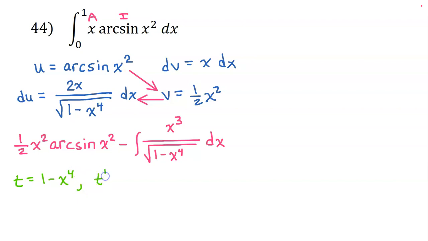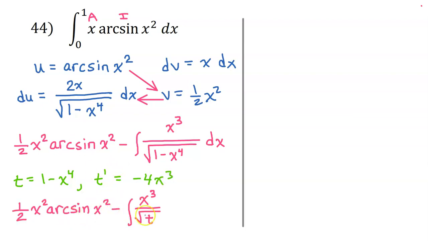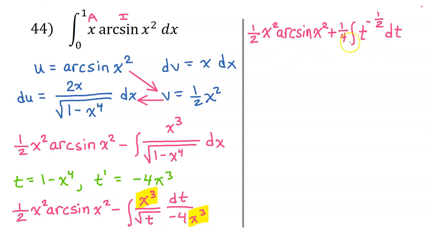That means that t prime is going to equal -4 x to the 3rd power. Doing the substitution gives us this, but instead of writing dx, we write dt over t prime, or dt over -4 x to the 3rd power. Then we notice that the x to the 3rd power cancels out. On the next step, the -4 will come out in the front as a positive 1/4. So now we have this.